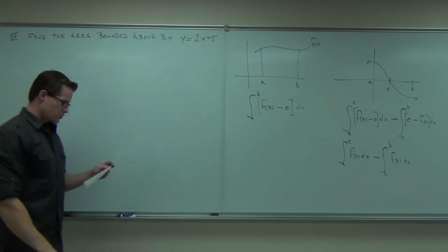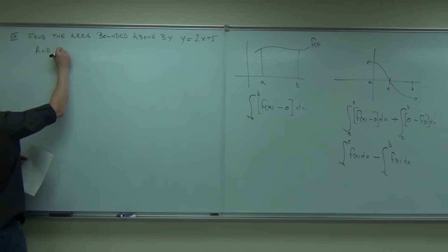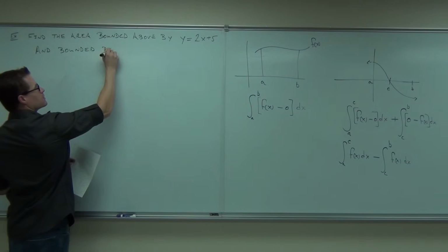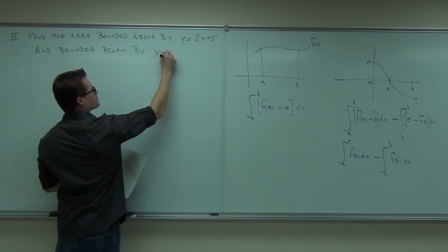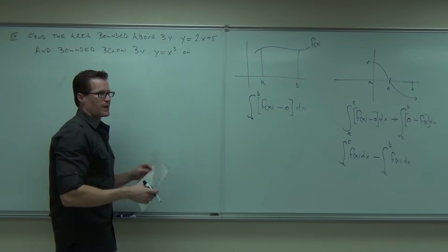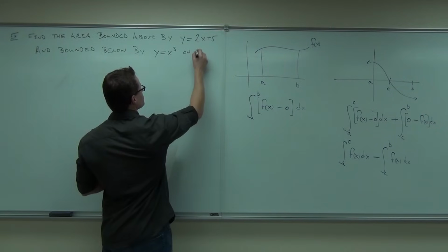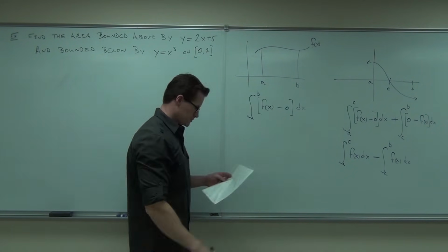By that function, and bounded below by this function, on a given interval. They've got to give you an interval, or you have to be able to find one. On 0, 2.